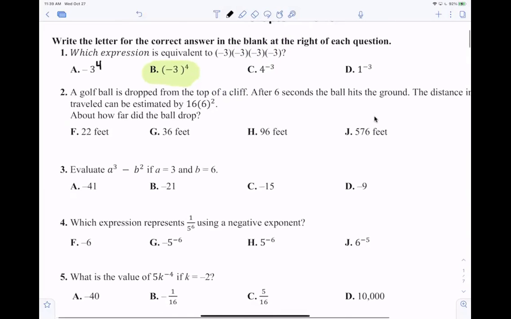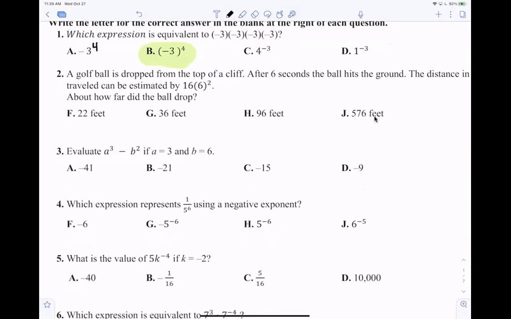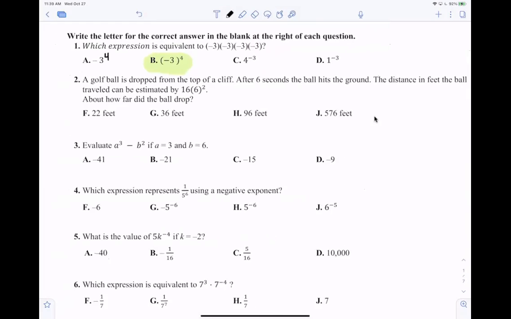Okay, here we go. Number 2. Can I just tell you the answer? Tell me what to do. The ball dropped 6 seconds, and it traveled 16 times 6 to the second power, so I did 16 times 6 to the second power. And what did you get? 576. Right, I'm happy with that. 576 feet.